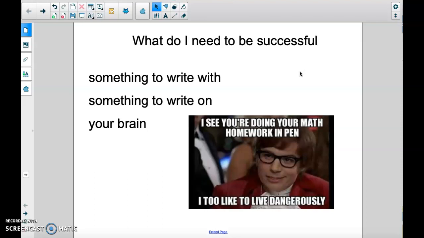Write with, something to write on, and of course, you need your brain. So if you need to go get any of those things, hit pause and get yourself ready for today.